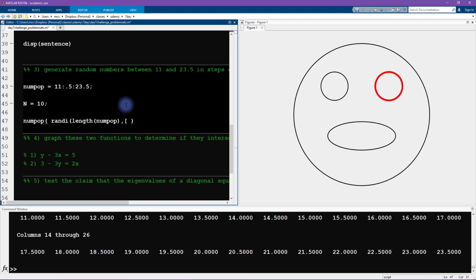And this should be an n by 1 matrix, in other words, an n element vector, of random integers between 1 and the length of numpop. Now notice I'm actually writing this slightly differently than how I did earlier.